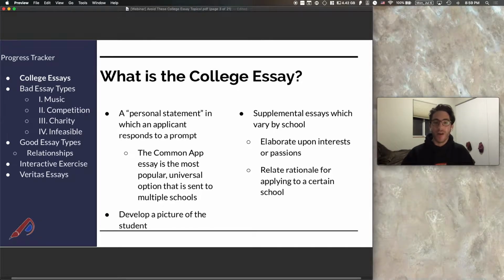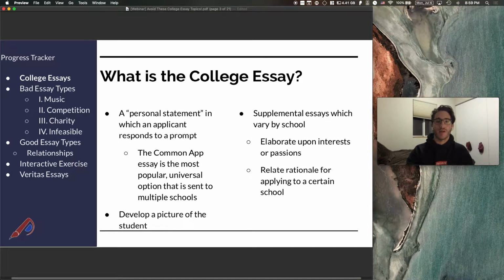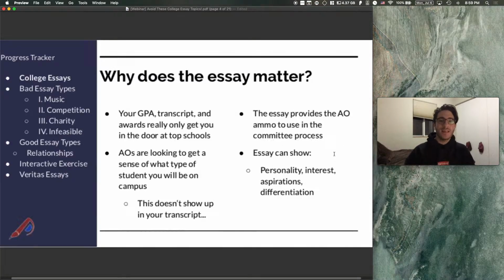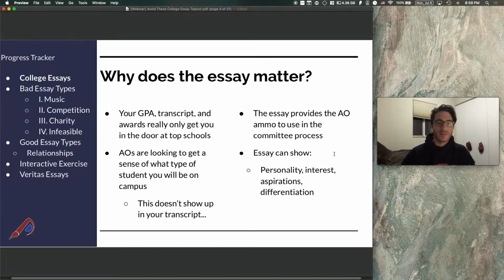Supplemental essays vary by school and are often shorter, offering a chance to elaborate upon your interests in a certain school or your academic or extracurricular achievements. The personal statement essay is, in my opinion, the most crucial part of one's application.